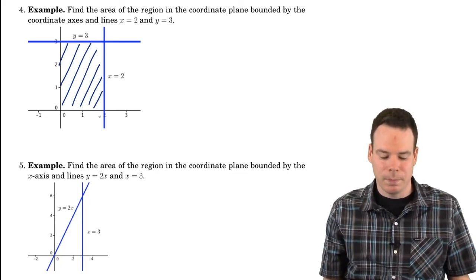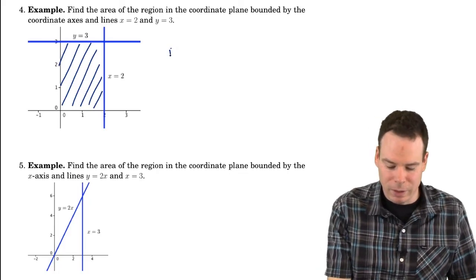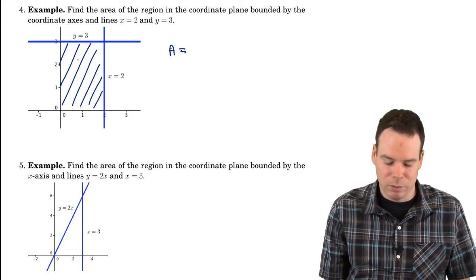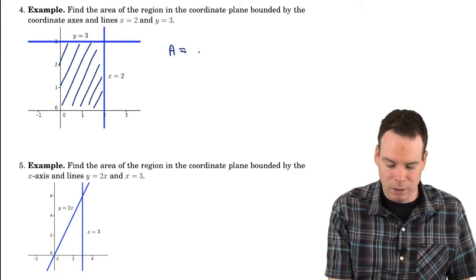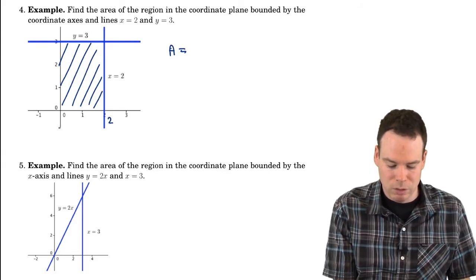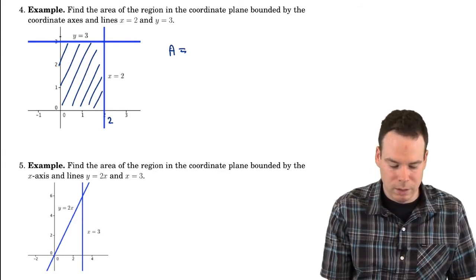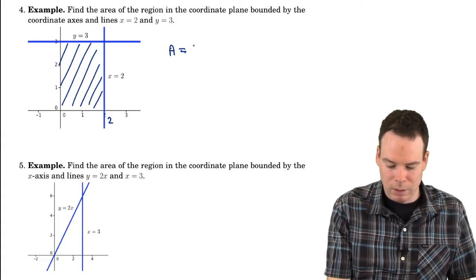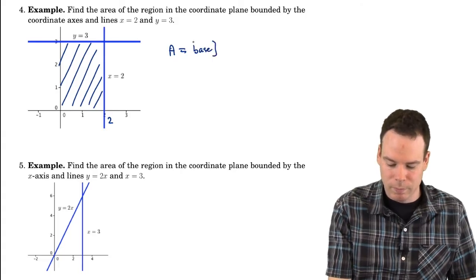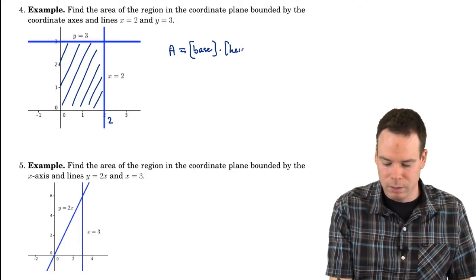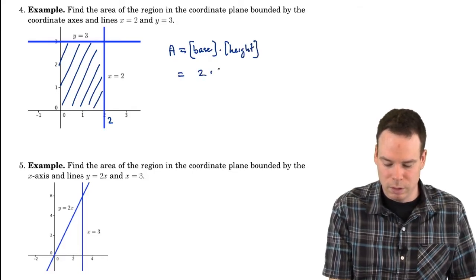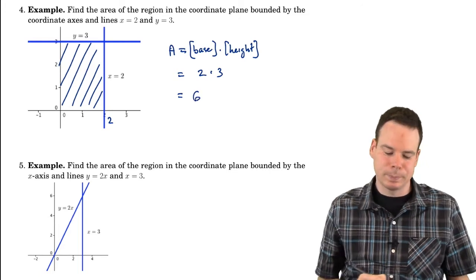What is that area? Well, the region is a rectangle, so the area that we're looking for is base times height. The base is 2 units wide, the height is 3 units, so the area, which is base times height, is 2 times 3, or 6.